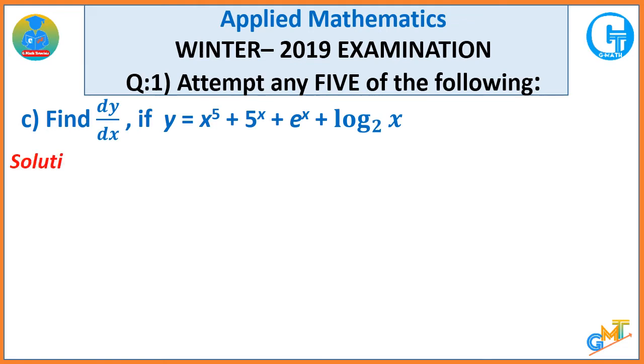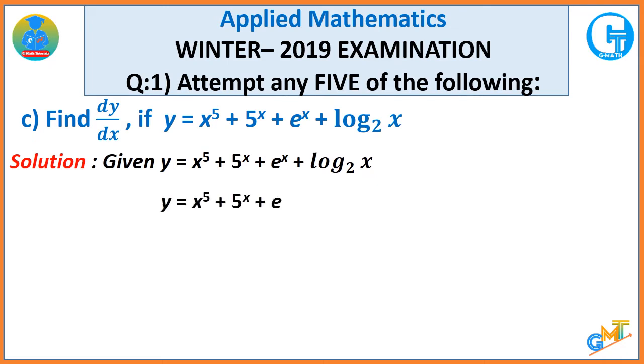In the solution, first write the given as it is, that is y is equal to x raised to 5 plus 5 raised to x plus e raised to x plus log x to the base 2. Then first we simplify the log x to the base 2, as log m to the base n is equal to log m upon log n. Then log x to the base 2 is log x upon log 2. All other terms are written as they are, only log x upon log 2 changes.